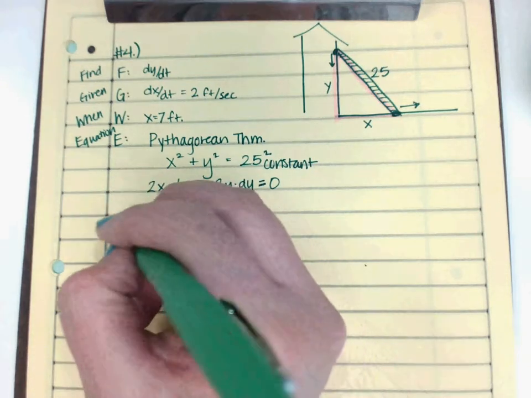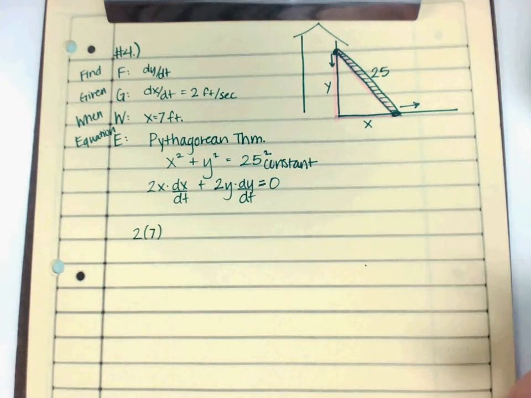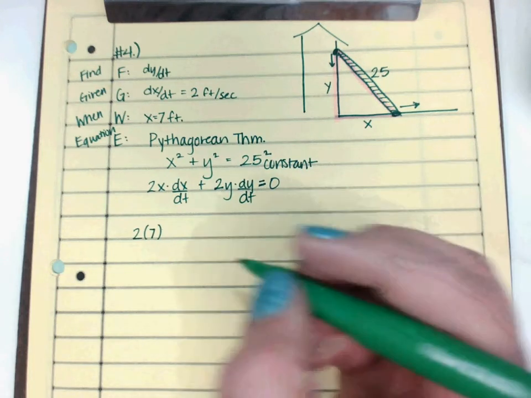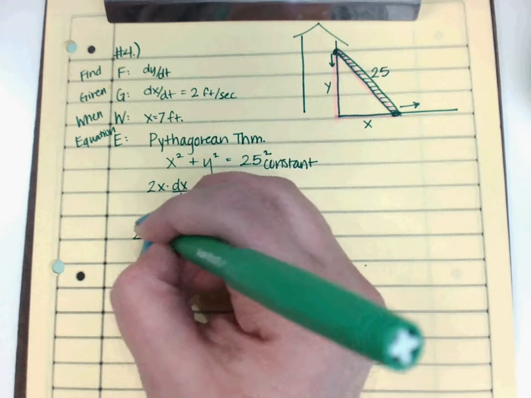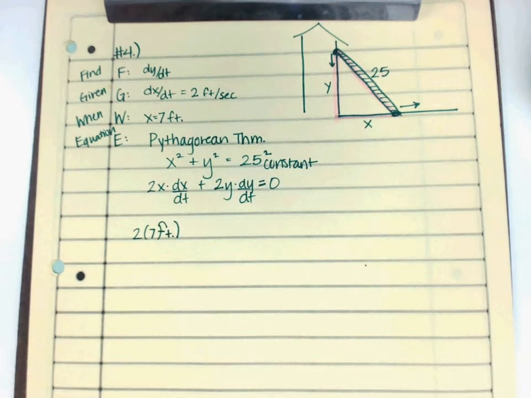Okay, let's plug stuff in. 2x, what's my x? 7. Actually, let's use units one more time. We're not going to do them every time, but I'll do them right now. So this is going to be 7 feet. Okay, and then what's dx dt?